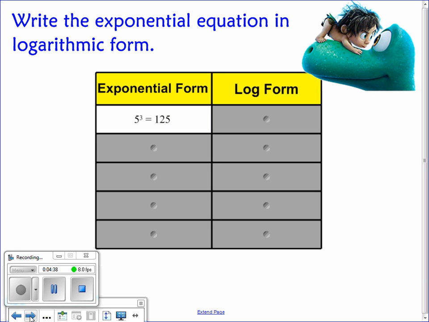All right, so here we have to go take it backwards. To me, this is the one that's a lot harder. So 5 cubed equals 125. How would you write that in log form?